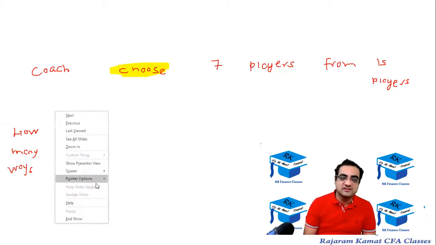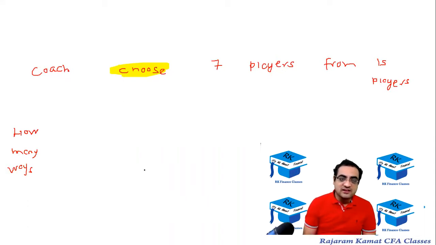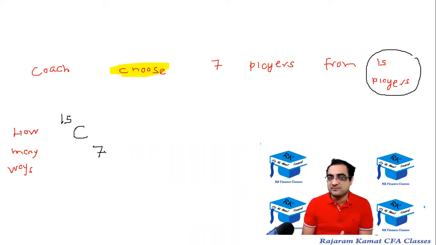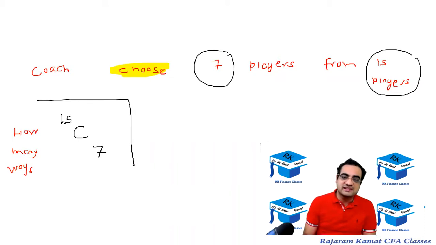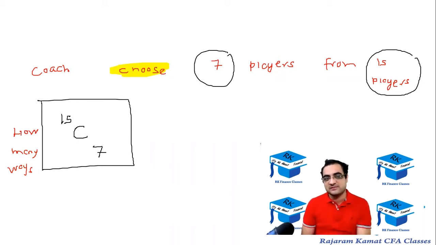How to do that? There are a total of 15 players. So I'll write 15. From 15, choose 7. Only choose, don't arrange them. Arrange, captain will do it. So from 15 players, choose these 7 players. So it's 15C7. Okay, 15 choose 7.